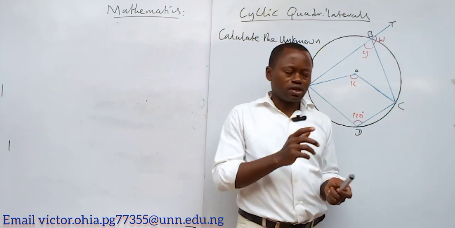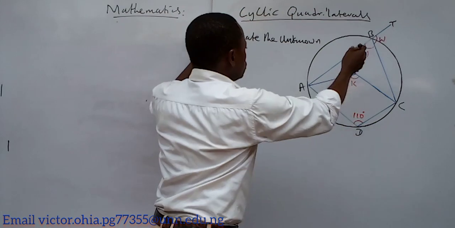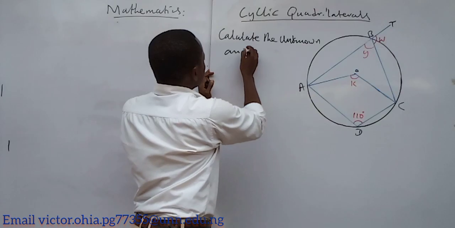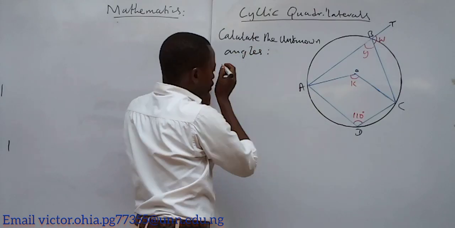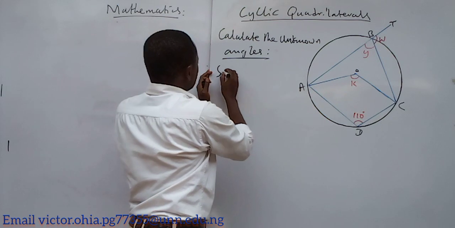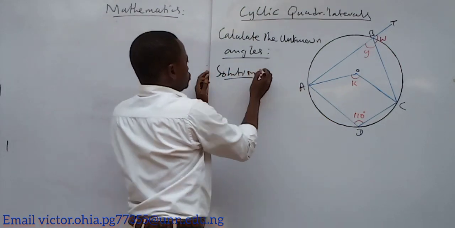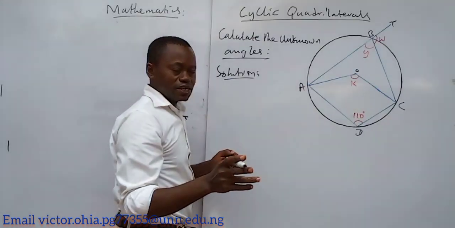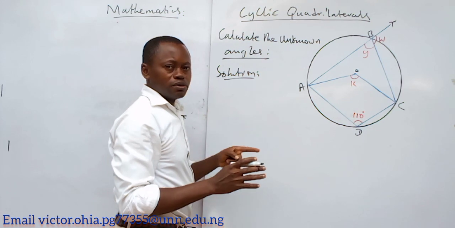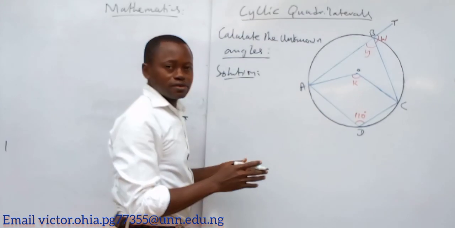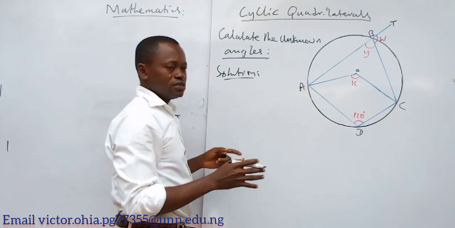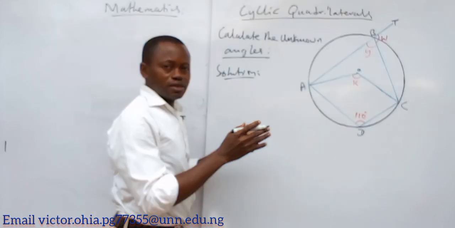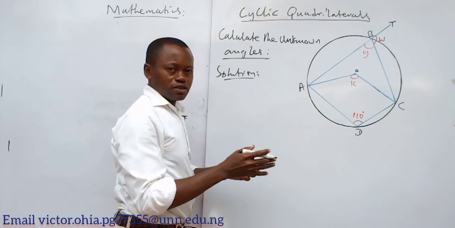So quickly, without taking our time, I'm going to handle this question. The question says, calculate the unknown angles. So we say solution. I normally tell my students that circle theorem is the type of question in mathematics where you can just look at it and say the answer without doing any calculation. But if it is a theory question, when you make a statement, you back it up with the theorem that supports it.